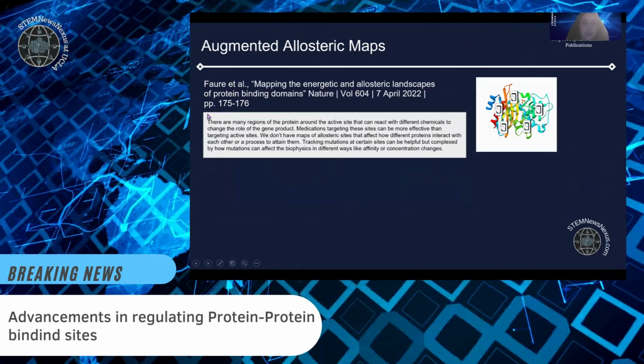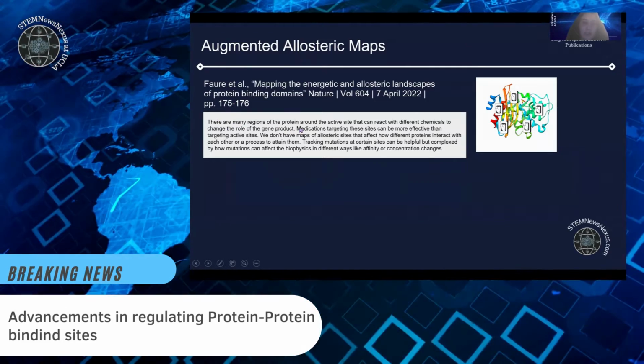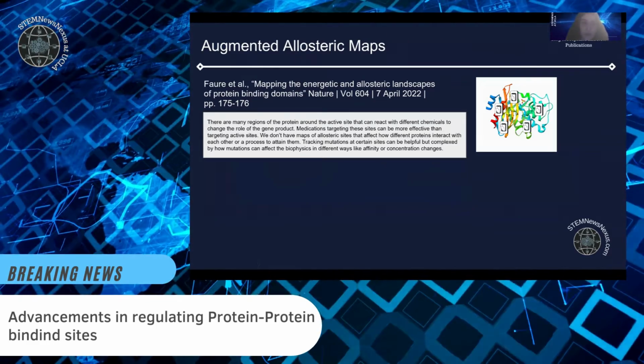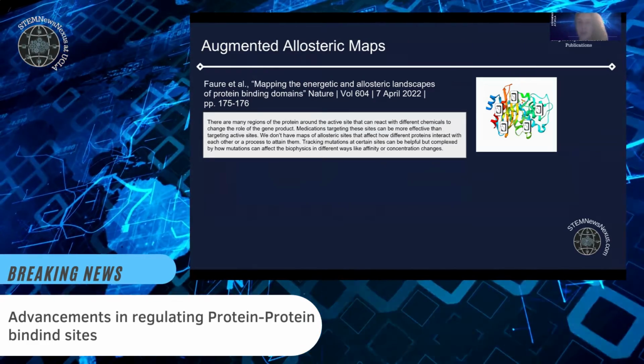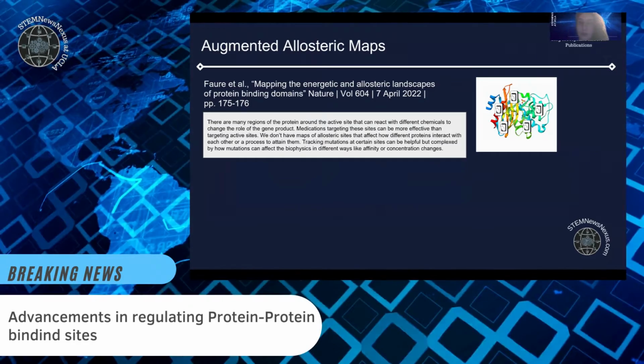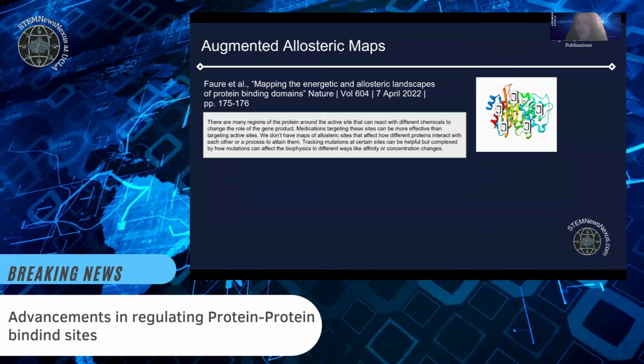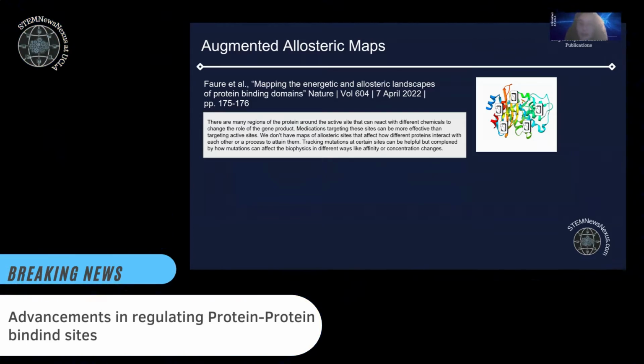So essentially, here's the background. There are many regions of the protein around the active site that can react with different chemicals to change the role of the gene product. So this could be interacting with different proteins, and also just general chemicals that are not amino acids in the cell.